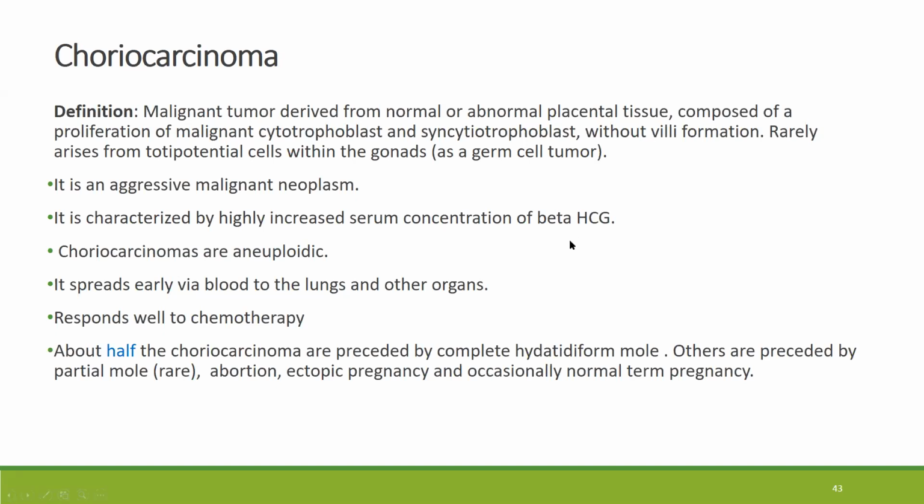It's a very malignant, aggressive tumor. The beta HCG is sky high. It's aneuploid in the chromosomal analysis. It goes right away through the lung, into the brain. The good news about choriocarcinoma is that it's a treatable disease by chemotherapy.